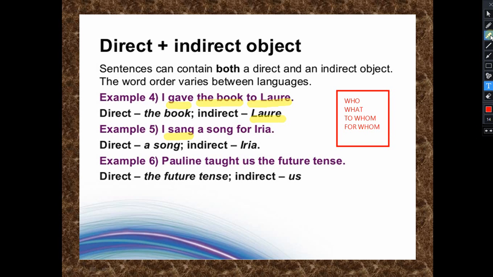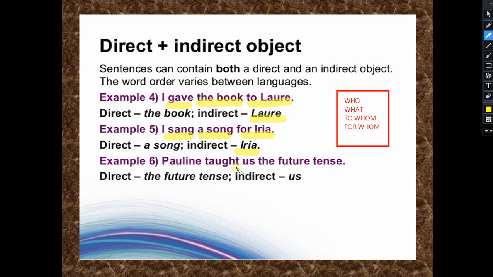Fine. Now see, I sang a song. Put the question word here. I sang what? So what? This object is the direct object. And for whom? For Iria. So Iria is our indirect object. For whom we have got the answer Iria, that's why this is our indirect object. Okay. Now see the next one.